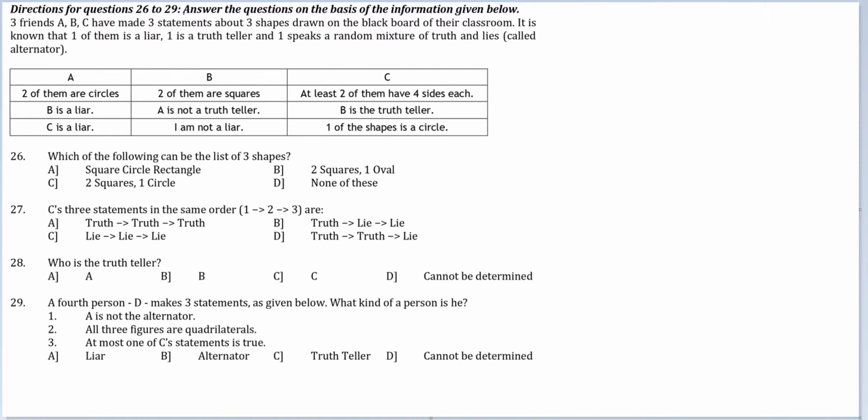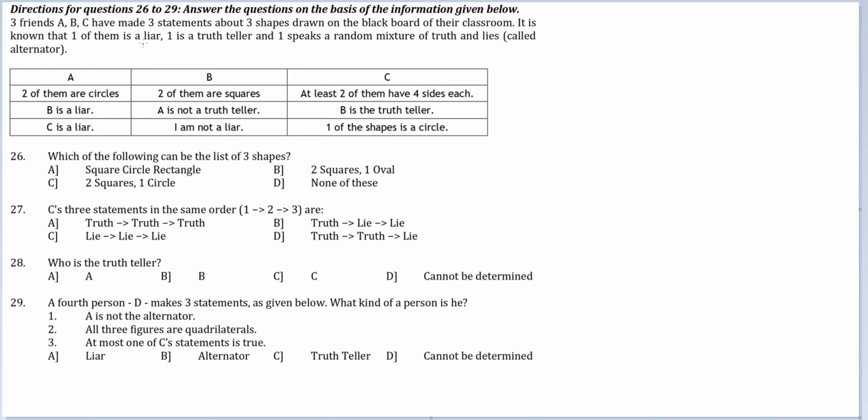Let's look at this question. Three friends A, B, C have made three statements about three shapes drawn on the blackboard of their classroom. It is known that one of them is a liar, one is a truth teller, and one speaks a random mixture of truth and lies, called an alternator.